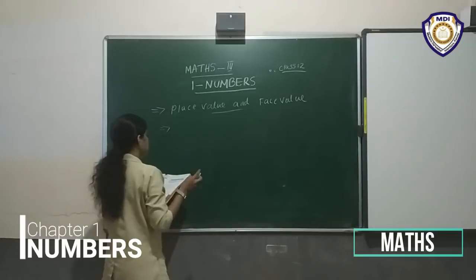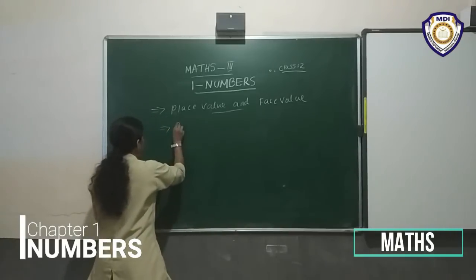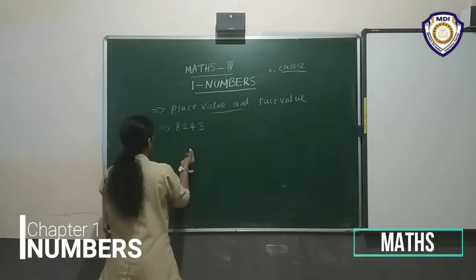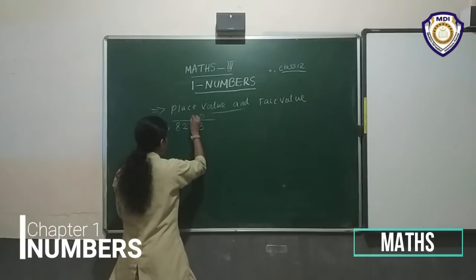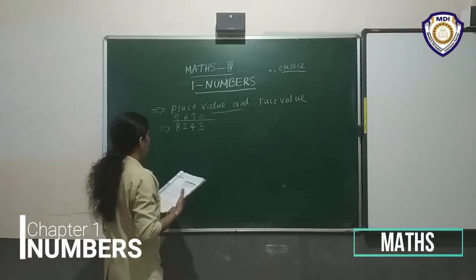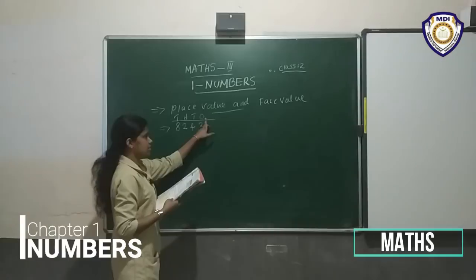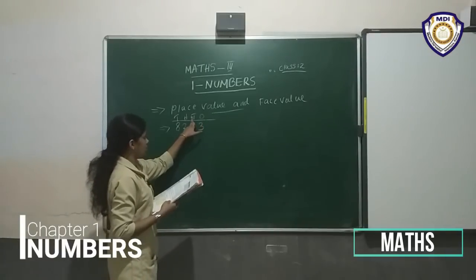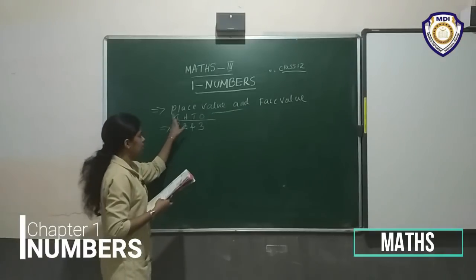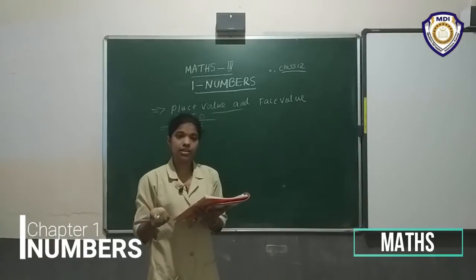Example, consider the number 8243. Ones, tens, hundred, thousand. 4-digit numbers. 3 is in the ones place, 4 is in the tens place, 2 is in the hundreds place, 8 is in the thousands place. How to find out the place value and face value?